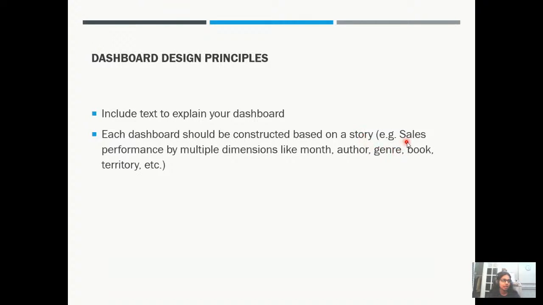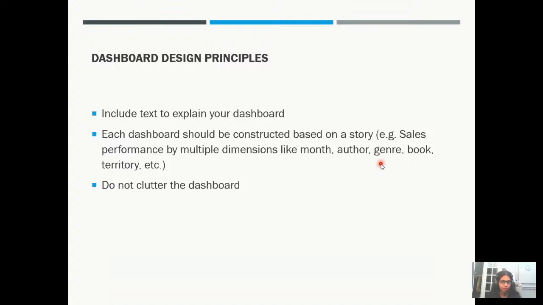Each dashboard should be constructed based on a story. Like I said, sales performance by multiple dimensions like month, author, genre, book, or territory, etc. So you can decide what story you are going to say. And the story, again, remember, it's not a story that you are telling, it's the story that your data is saying. You just want to put those KPIs or the observations that you have made in a much more sensible manner, so that the user understands how the business is evolving or what you are trying to communicate.